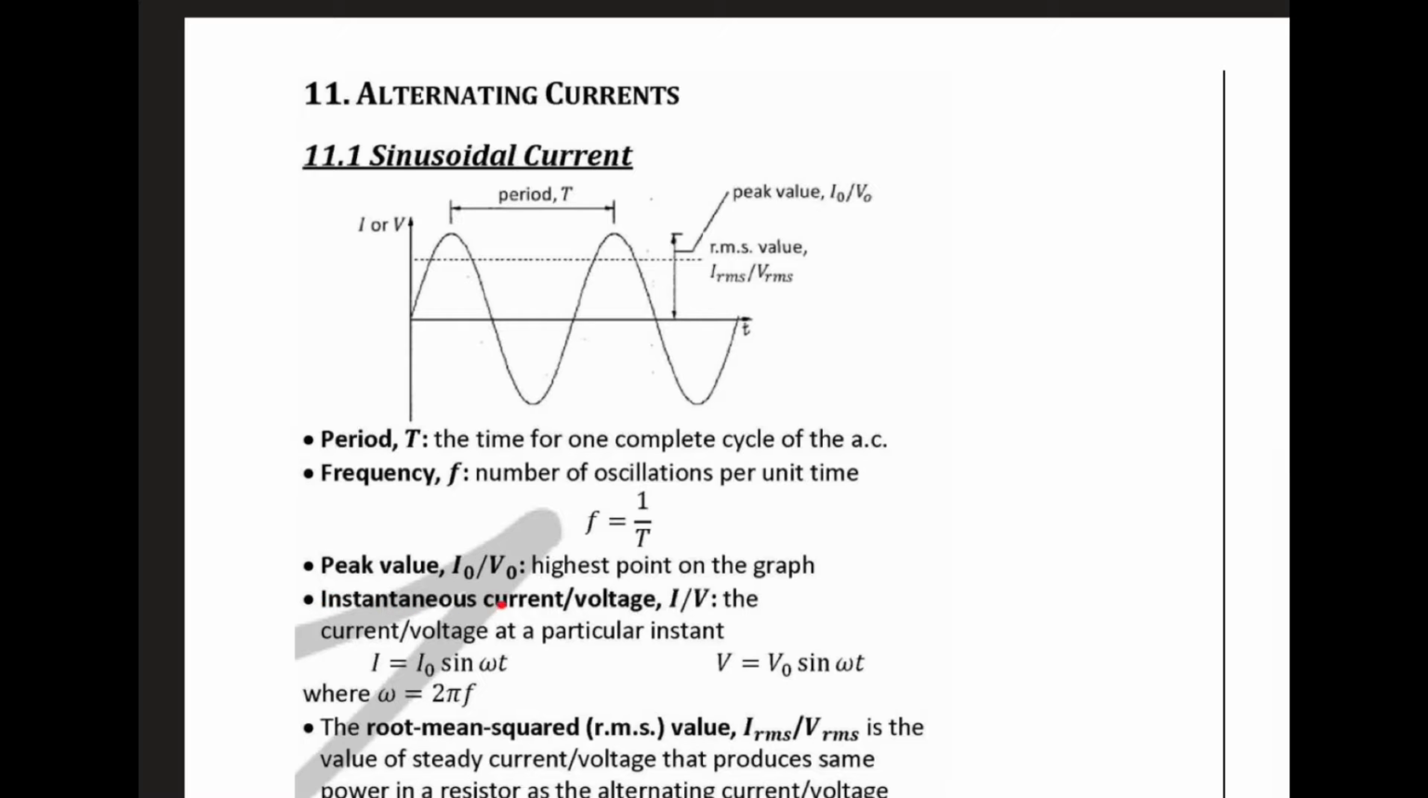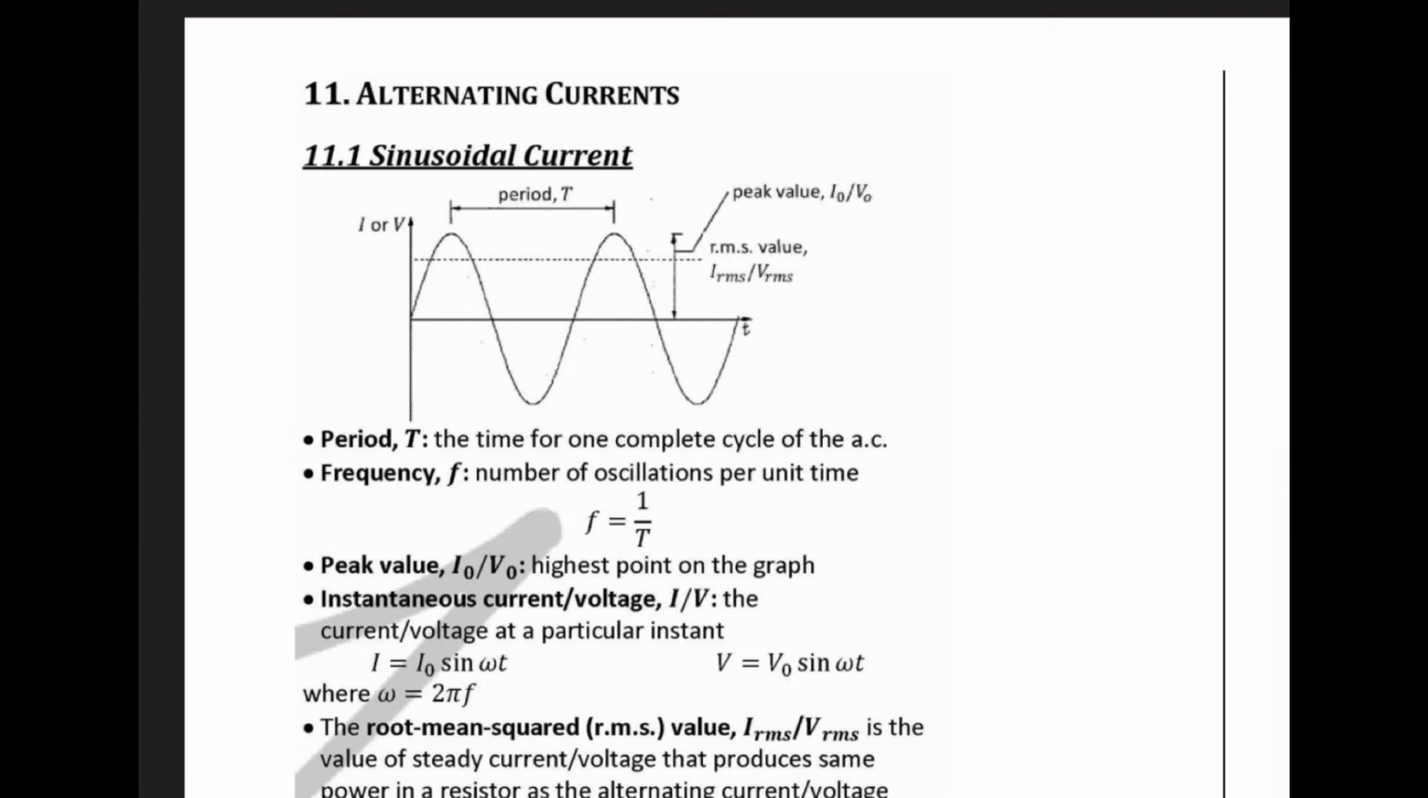Instantaneous current or voltage, I or V, is the current or voltage at a particular instant. You can look at the graph. Let's say you want to find the current when the time is 1 second. Let's say this is 1 second. You bring it up, then you bring it to the side, then you read the current. That is the instantaneous current. Instantaneous voltage is similar: you look at the time, then you bring it to the y-axis to read the value.